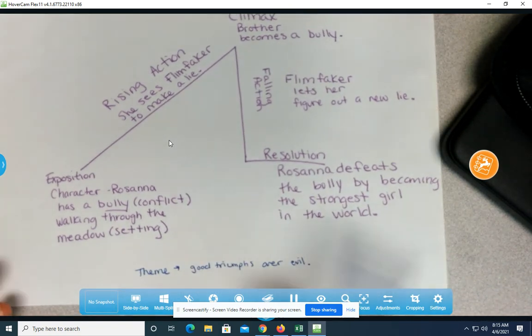In the story about Rosanna, that theme could very well be one of those common ones of good triumphs over evil, in the sense of being able to overcome a mean person and a bully in a mean situation. So that is something that's very relatable. Themes are universal and they're relatable to your audience.